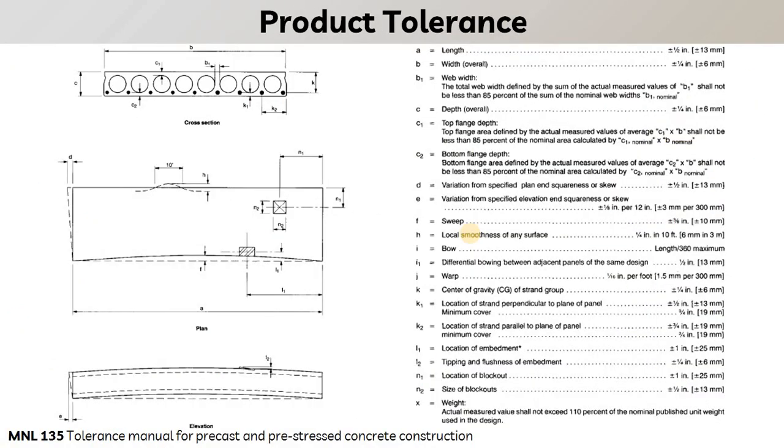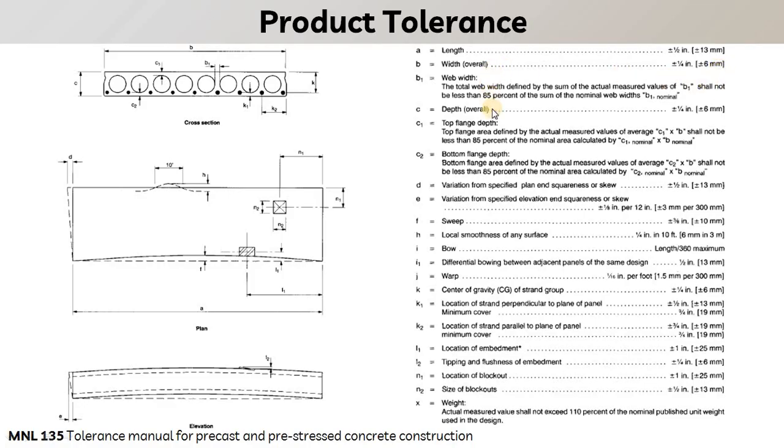Here you can see the tolerances that are allowed in the product. If we check Manual 135, which is the tolerance manual for precast and pre-stressed concrete construction, the length of the slab can be allowed plus or minus 13 mm. Length is the overall length of the slab. Then the width of the hollow core slab, say 1200 mm, can be allowed as plus or minus 6 mm.